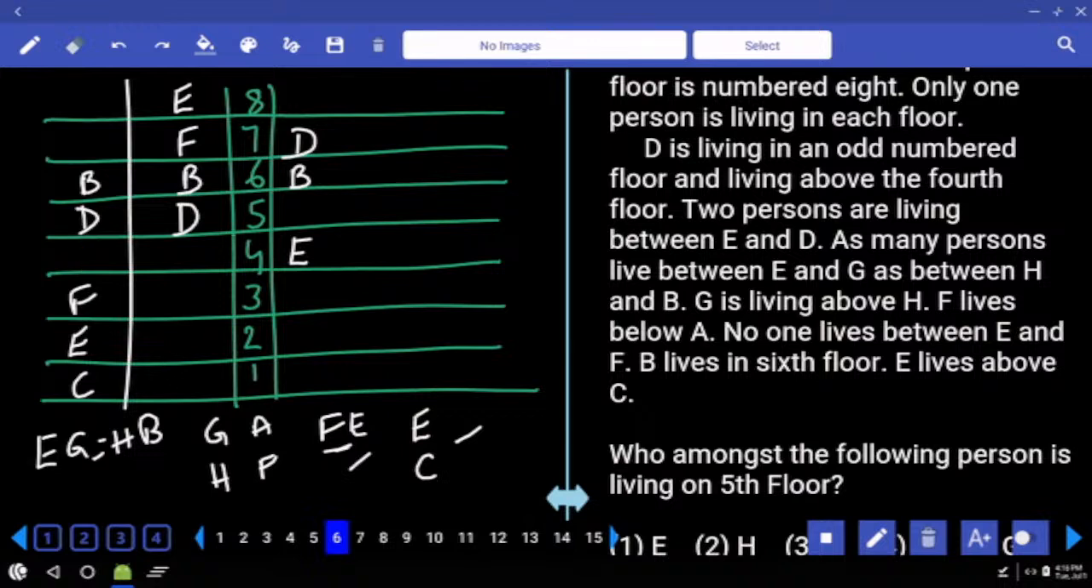Now G is above this H. If H is here, then G must be here. Then E and G, how many people? There are 4 people. And H and B, how many people? 4. And which is not possible. This case is ruled out.